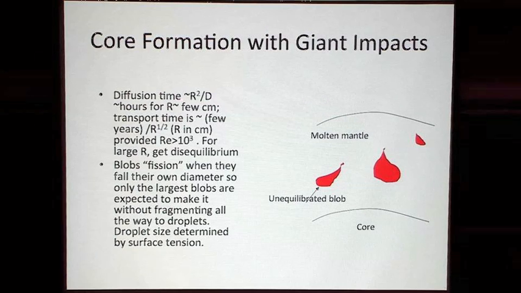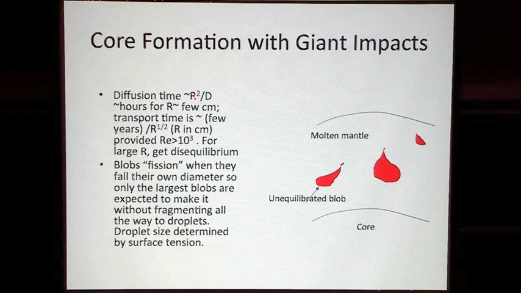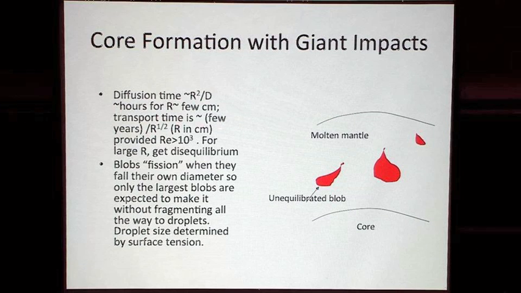So diffusion time, by which I mean diffusion of atoms across a radius of a blob of size R, can be hours for radii of a few centimeters. The transport time for getting through here, I'm quoting the high Reynolds number limit, the limit where viscosity doesn't matter, and the velocities in that case go as the square root of the size of the body. This time scale is of order a day if you go to a radius of 1,000 kilometers, but if you do it with the viscosity at low Reynolds number, it can be thousands of years. Dave Ruby will probably talk about that, at radii of centimeters.